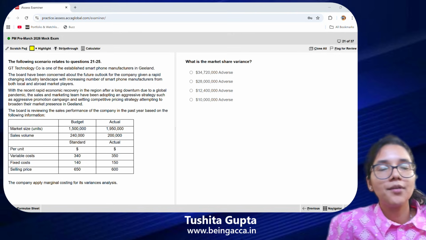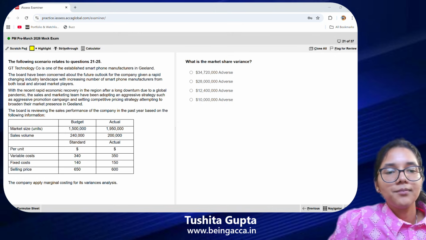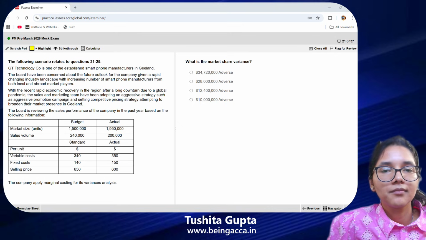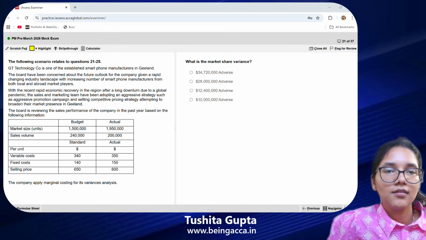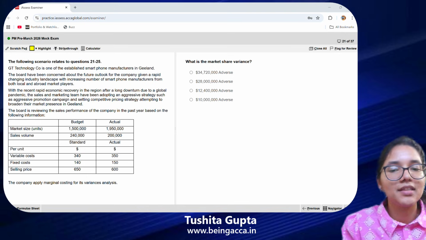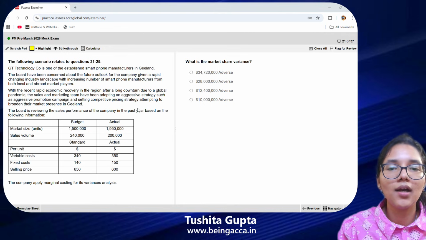And whenever you are comparing for the planning variance, which two numbers? Budgeted and revised. Yes, the original budget with the revised. Absolutely. These are the two comparisons which we are going to draw. Now let's do our calculations. We are given the information.